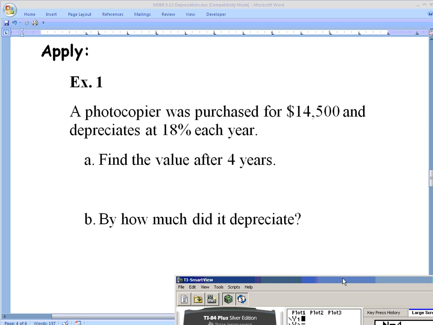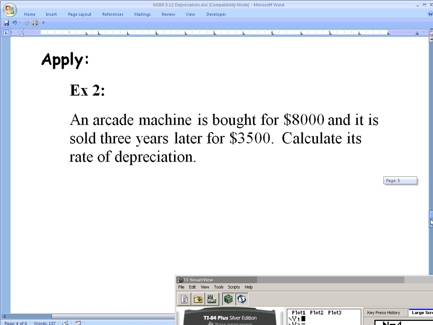We'll do one more quick example here. An arcade machine is bought for $8,000 and it is sold 3 years later for $3,500. Calculate its rate of depreciation. So this is a case where it's not a final value that we're looking for. We're actually going to have to do some algebra here.